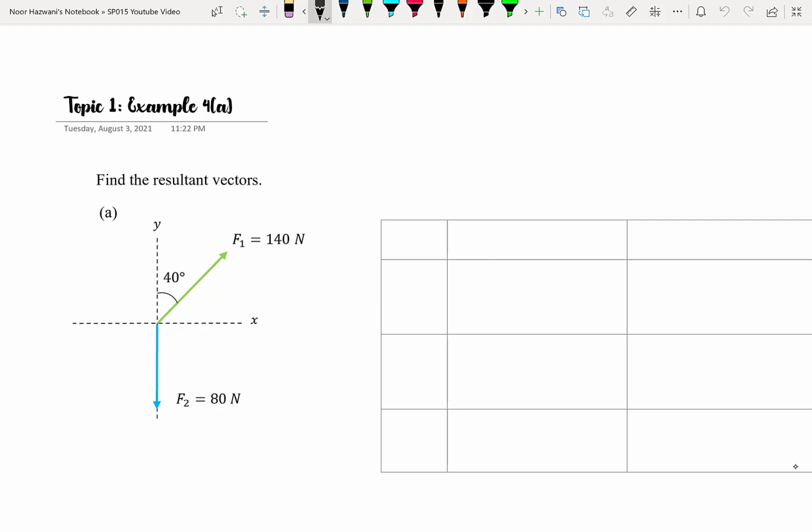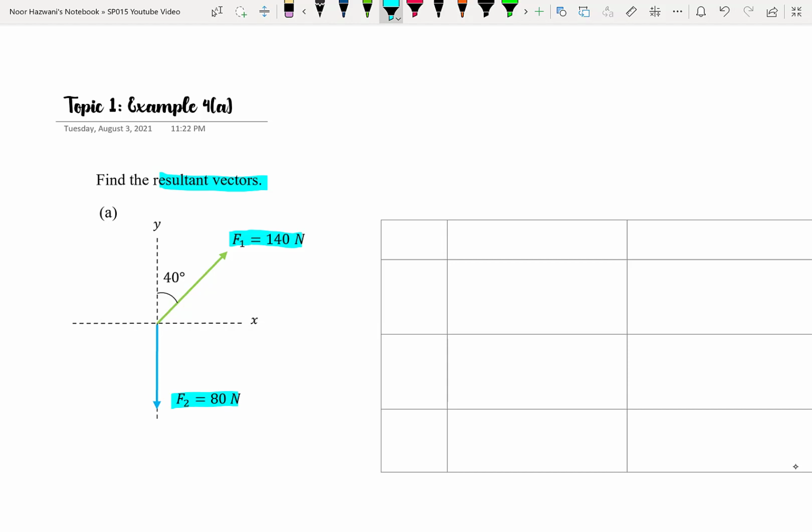Assalamualaikum and hi semua. So in this video we are going to proceed our discussions on example 4A for topic 1. So the question is find the resultant vectors.